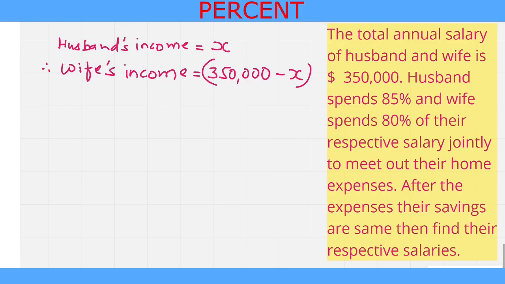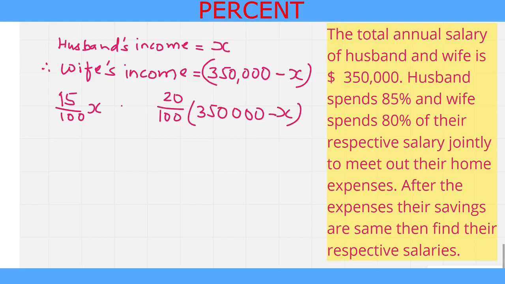Now, husband spends 85% and wife spends 80% of their respective salary. It means that husband saves 15% of his salary. 15% is 15 upon 100 into X. And wife's savings will be 20% of her salary, so that will be 20 upon 100 into her salary, which is 350,000 minus X. And both the savings are equal. It is given to us that both have the same savings.